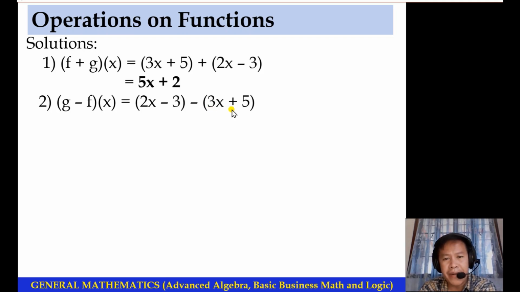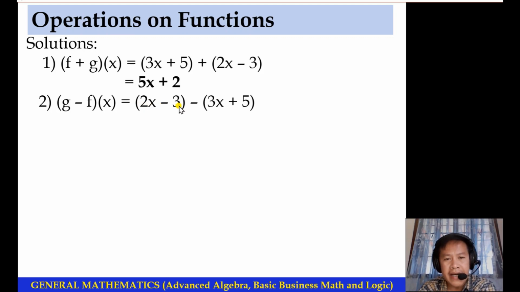Because if a parenthesis is preceded by a negative sign, all the signs of the terms inside the parenthesis will change. That is why don't forget to put the parenthesis here. Because some other students are just only putting the indicated operation without having this pair of parentheses, particularly if the polynomial is more than one term.